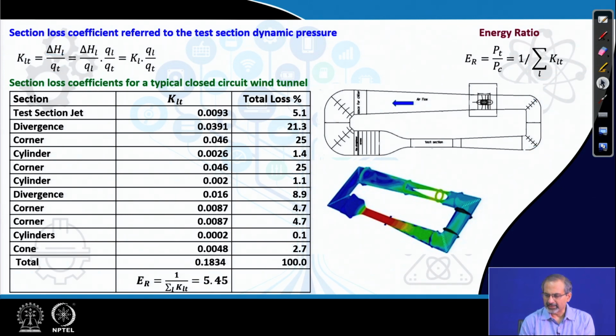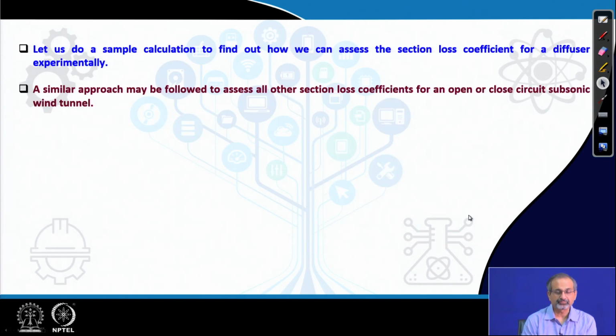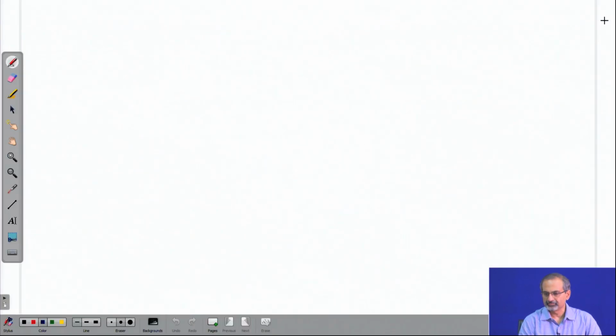We will do an example calculation now. So, we will do a sample calculation to find out how we can assess the section loss coefficient for a diffuser experimentally. By experimental means, can we make certain measurements and assess what kind of losses are being incurred? If we can set up such a procedure, a similar approach may be followed to assess losses for other components of the tunnel also, if it is sufficiently generic in nature. So, let us try to discuss that.